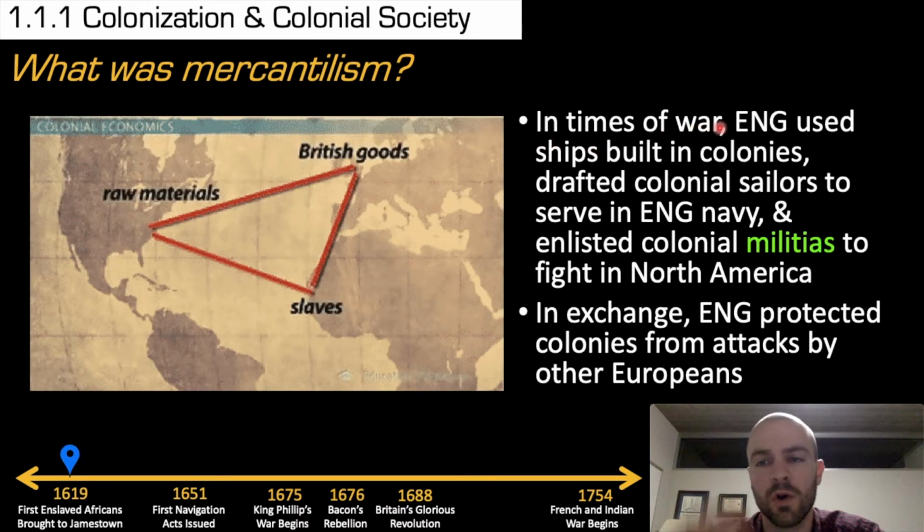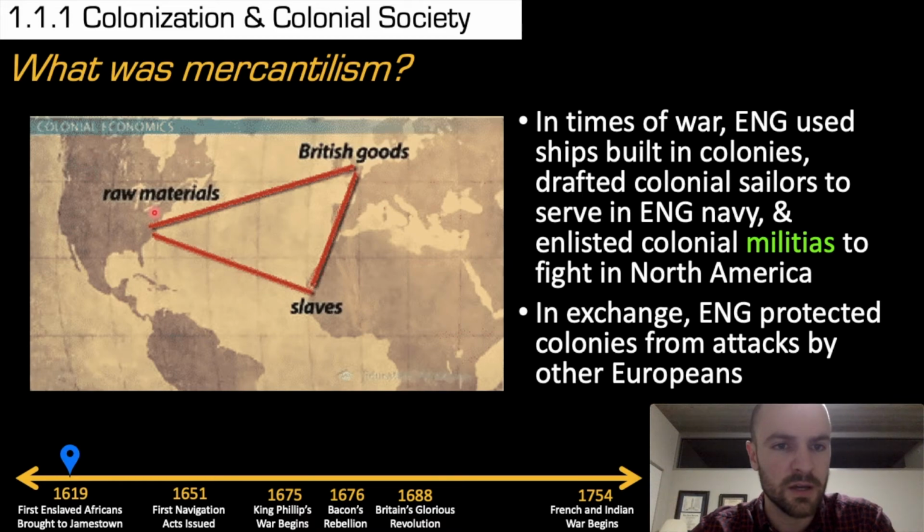So in times of war, England used ships built in the colonies, drafted colonial sailors to serve in the English Navy, and enlisted colonial militias to fight in North America. So you can see they were really trying to exploit the colonists. They considered the colonists as simply an extension of Britain. So very much, you belong to us and you're going to serve us.